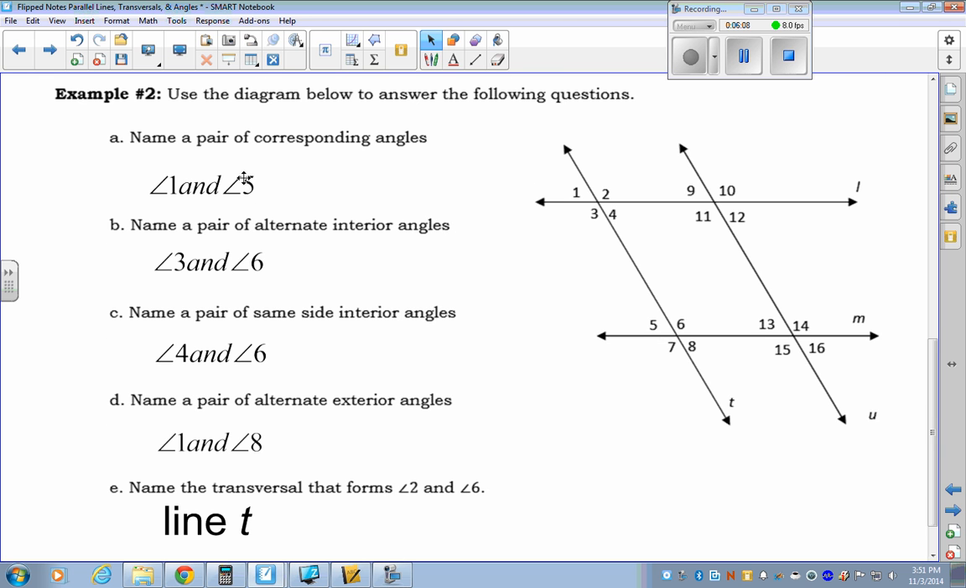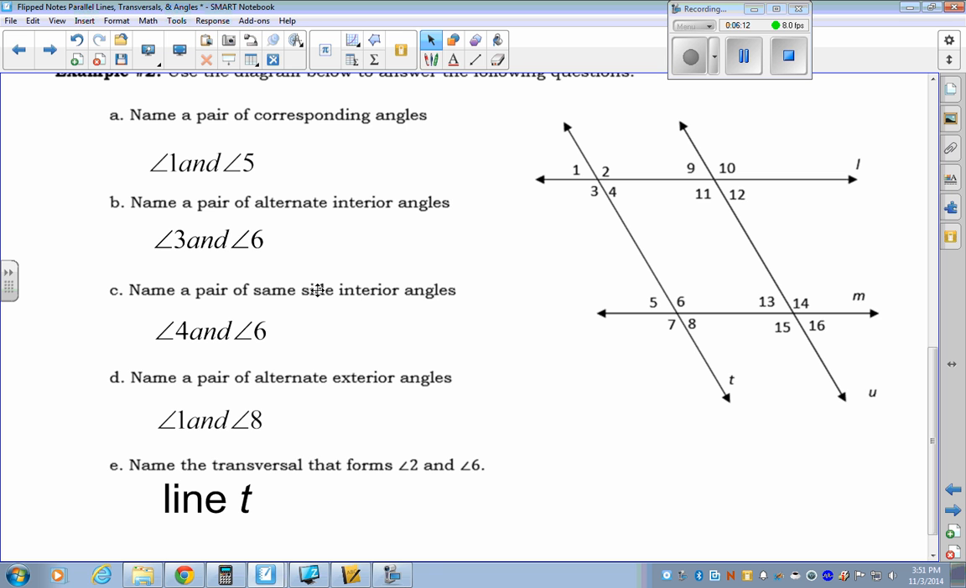Okay, in example 2, we're going to use the diagram to identify different angle pairs. So corresponding angles, there are lots of angles to choose from. I chose angle 1 and angle 5, but 2 and 6 would work, 3 and 7, 4 and 8, 9 and 13, 11 and 15, 10 and 14, or 12 and 16.